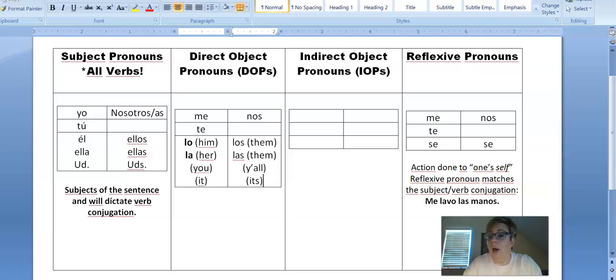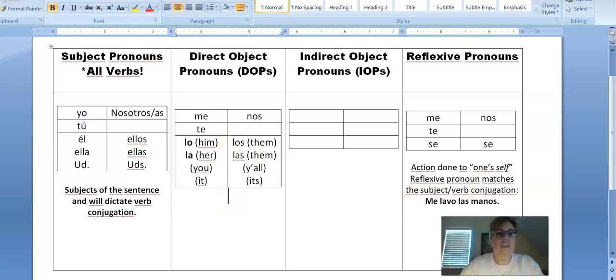These are plural objects. So if we read books, books are our object, those are our direct object. Books are plural and masculine. So if we wanted to say we read them, we would say los. We would replace the books with los, okay?